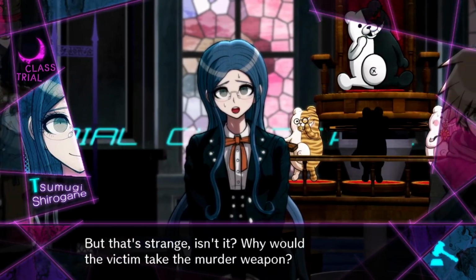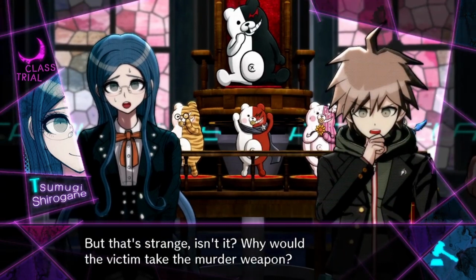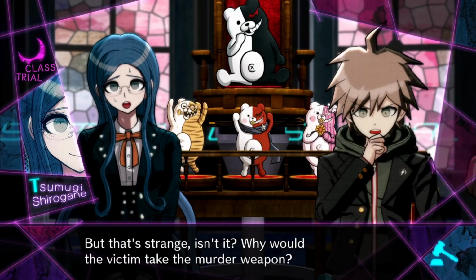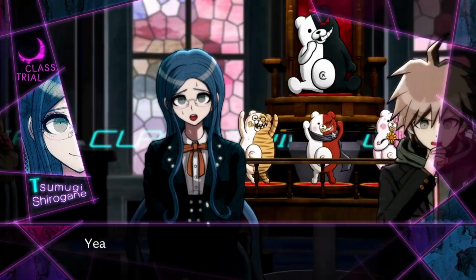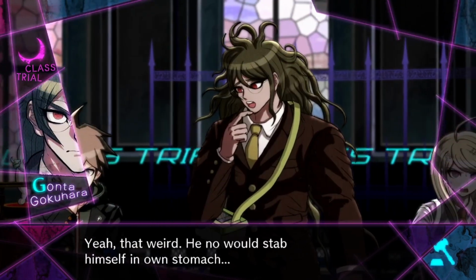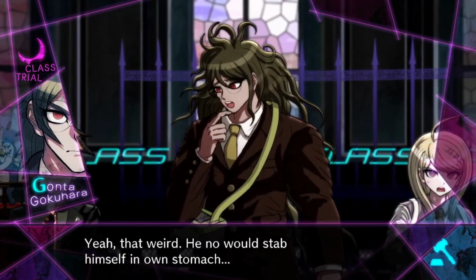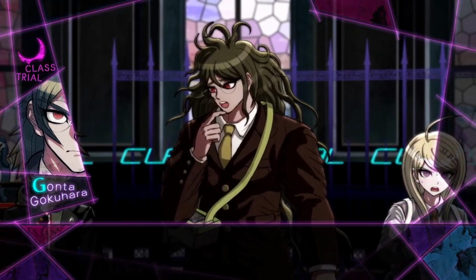I mean, this entire case is just a rehash of pulling a Psyche, so I'd assume that's probably why. Yeah, that's weird. Why would he stab himself in his own stomach? I mean, I hope not.